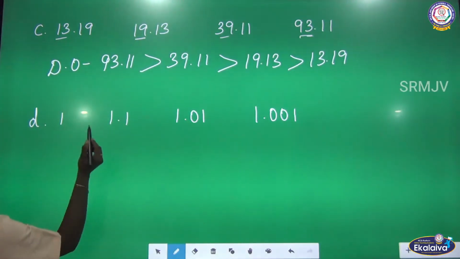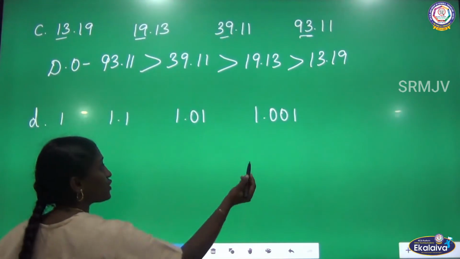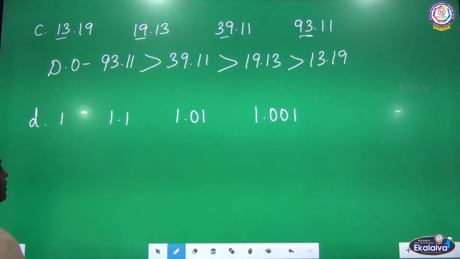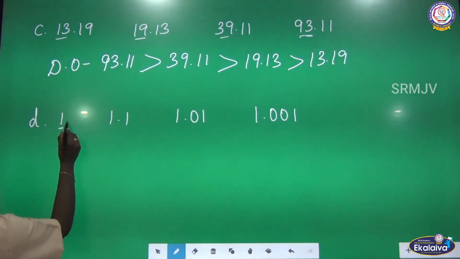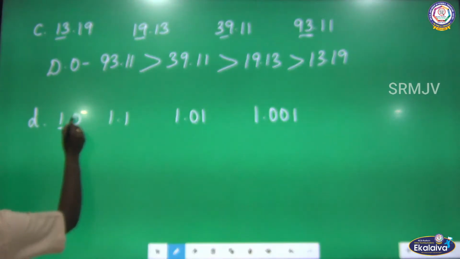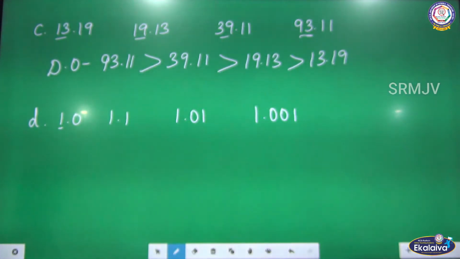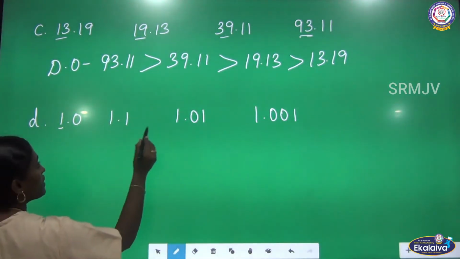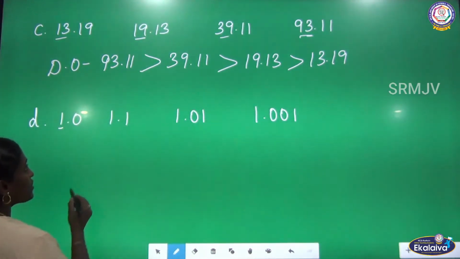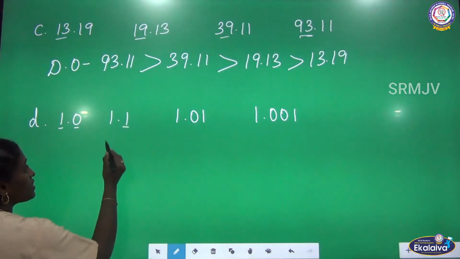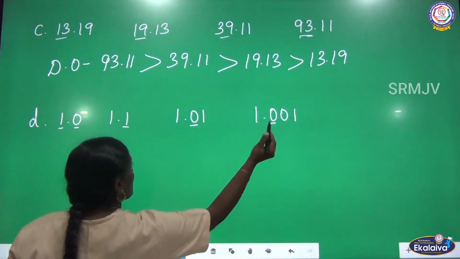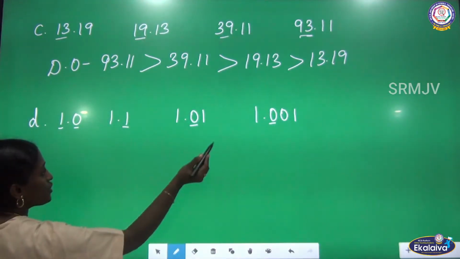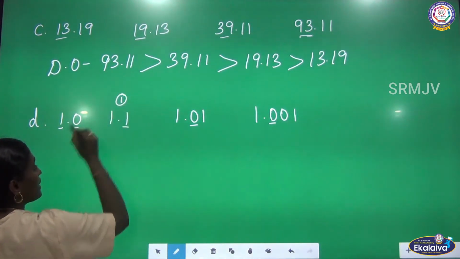The next one, 1, 1.1, 1.01, 1.001. Here 1 is the whole number, there is no decimal part. The meaning of that, the decimal part is 0. Now in all the decimal numbers, the whole number part is 1. So we have to check the first decimal place. Here 0, 1, 0, 0. Here 1 is the greatest number.